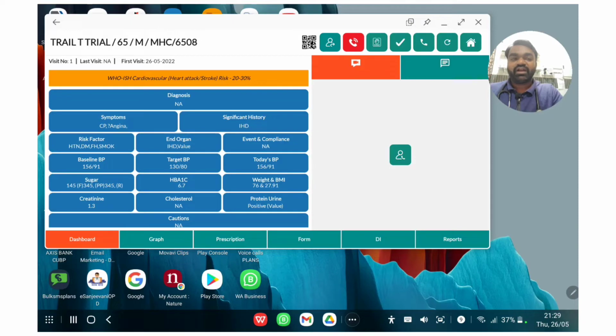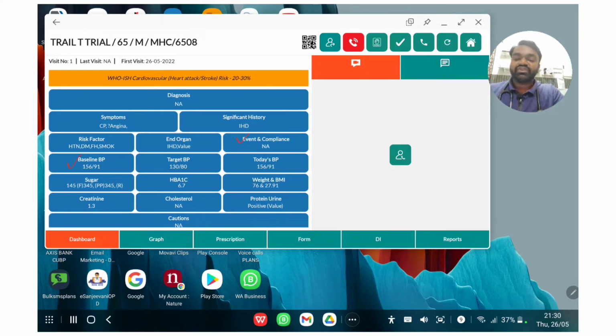And you have this end organ damage. If the patient has given a history of heart attack, then end organ damage comes as IHD, and if there is proteinuria, it comes as proteinuria as well. So end organ damage also gets reflected in your dashboard. If the patient has any event like syncope or accelerated hypertension, those will be recorded over here if the patient has given the history. This is the baseline blood pressure, the first blood pressure.